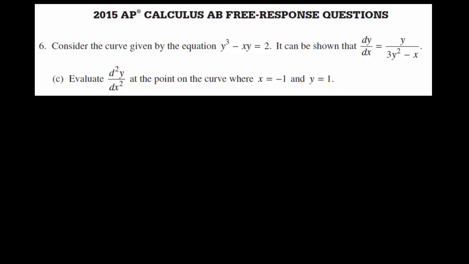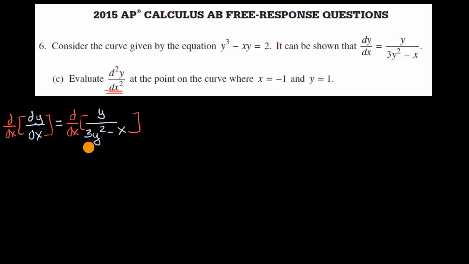All right, now let's do it together. And so let me just first write down the first derivative. So dy/dx, the derivative of y with respect to x, is equal to y over 3y squared minus x. Well, if we're concerning ourselves with the second derivative, then we want to take the derivative with respect to x of both sides of this. So let's just do that. Do the derivative operator on both sides right over here. Now on the left-hand side, we, of course, are going to get the second derivative of y with respect to x. But what do we get on the right-hand side?